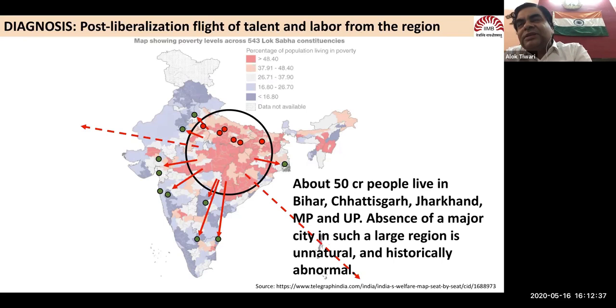So yeah, there was a deindustrialization, the city did go down. Allahabad University lost its former prominence. The political calculations changed. So all these things led to the relative decline of Allahabad as an important urban center of India.